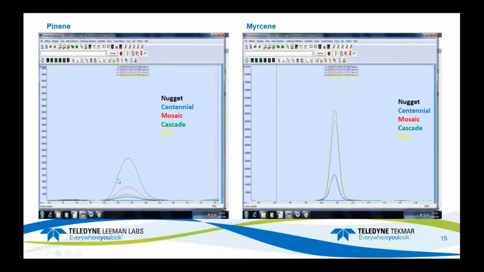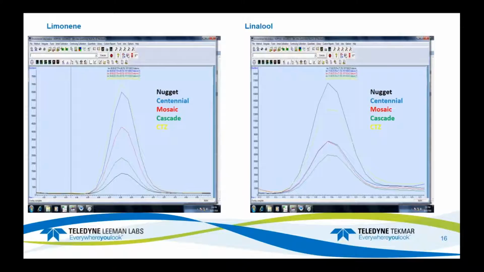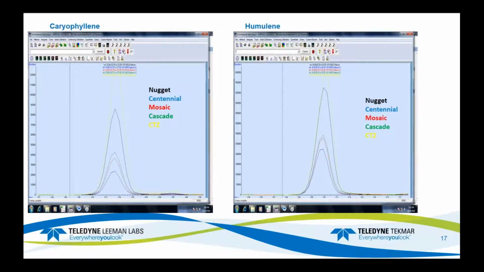So here on the left, we can see pinene, and we see that Centennial has more of it prevalent than the other 4. The myrcene was dominated in the CTZ blend, and limonene, it was more prevalent in CTZ. However, the Nugget had more of the linalool. And then the last 2, pretty much strong in all brands, but the CTZ had the most that we can see there. So essentially, that was our headspace analysis for the FET technique.